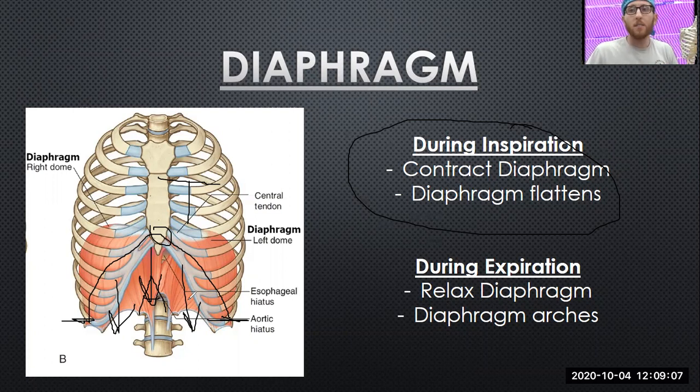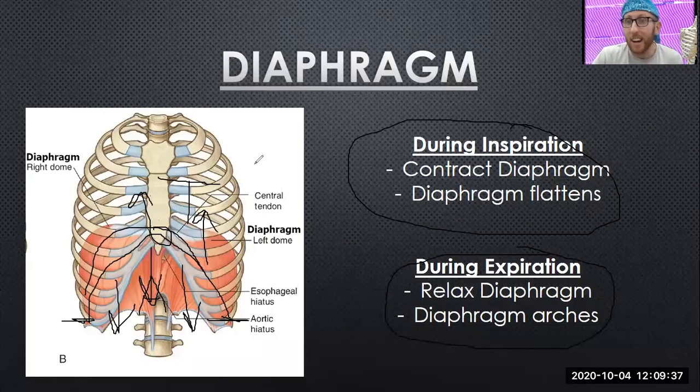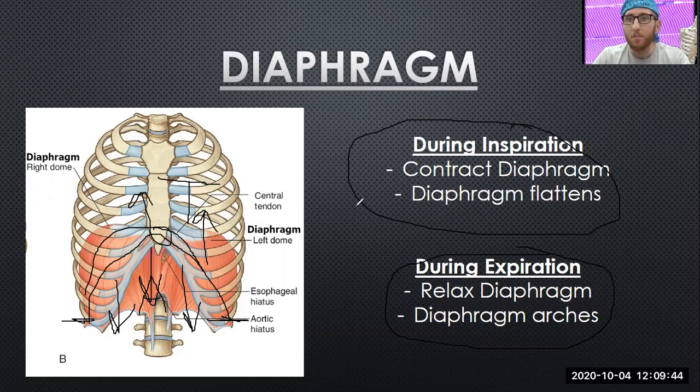Now, when you expire, your diaphragm relaxes and it arches up. And if that arches back up, that's going to push air out of your lungs, which is exactly what you want to do when you expire. So make sure you know the diaphragm and the difference between inspiration and expiration. And last thing to note, the diaphragm is innervated by a nerve called the phrenic nerve. The phrenic nerve innervates that diaphragm.